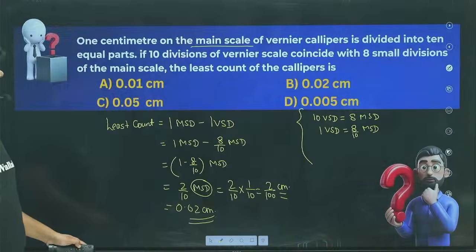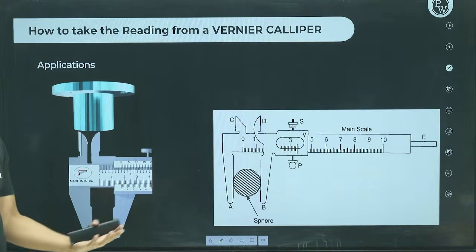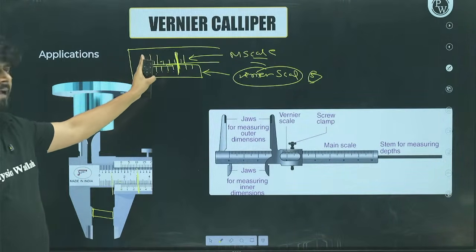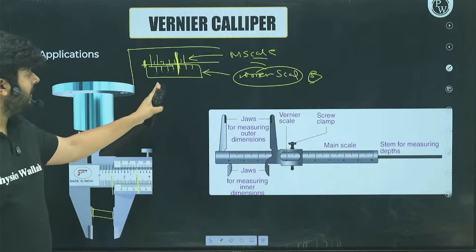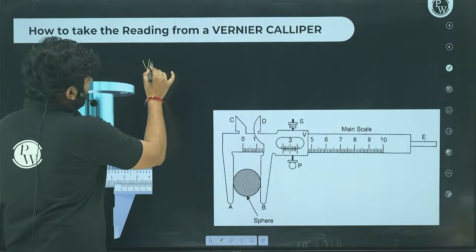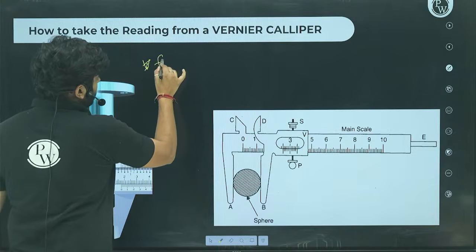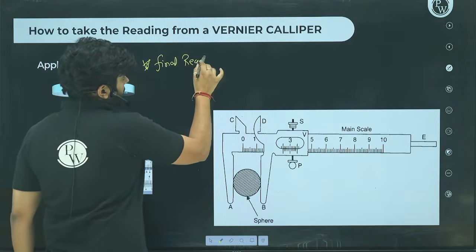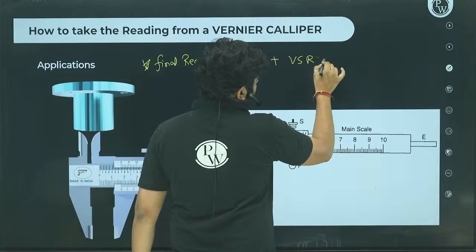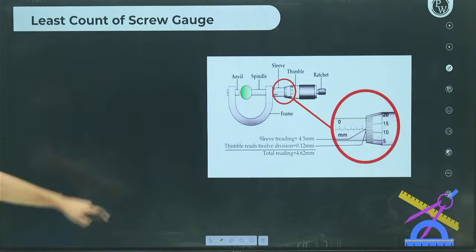Previously I forgot to tell you one thing: once you have taken the reading, you have to take it from the Vernier scale. You get the main scale reading, and then you get the Vernier scale reading by looking at which point is coinciding. So once you have taken both readings, the final reading from the Vernier caliper is main scale reading plus Vernier scale reading into least count. That's it, right? And now you can talk about the final reading from the screw gauge as well.